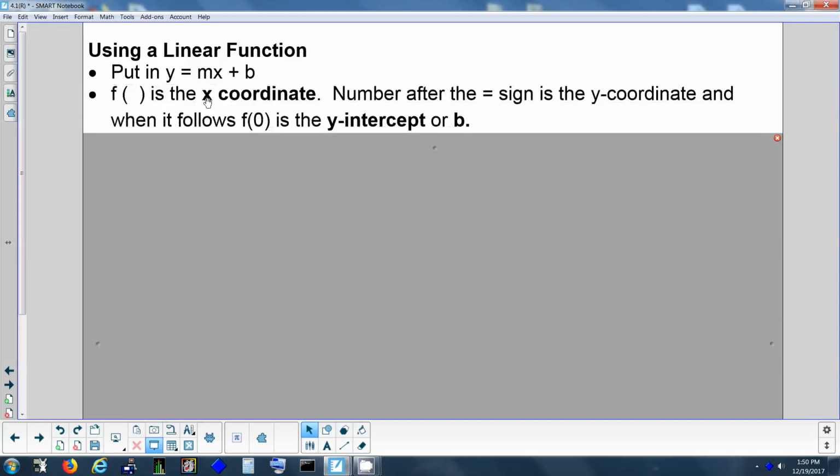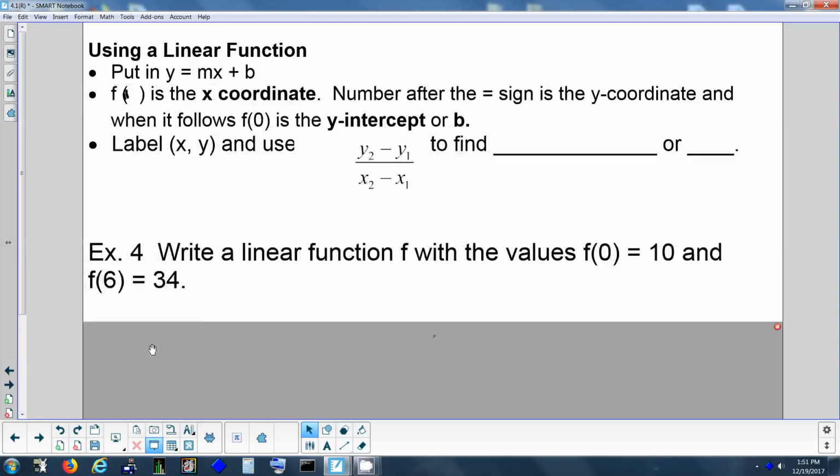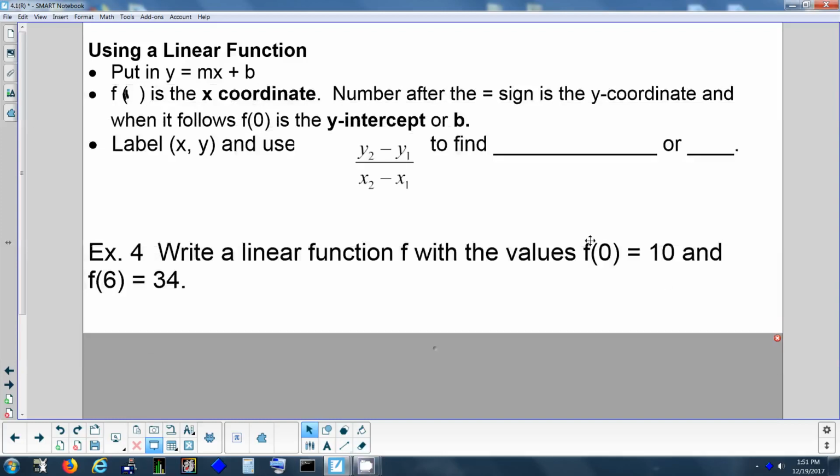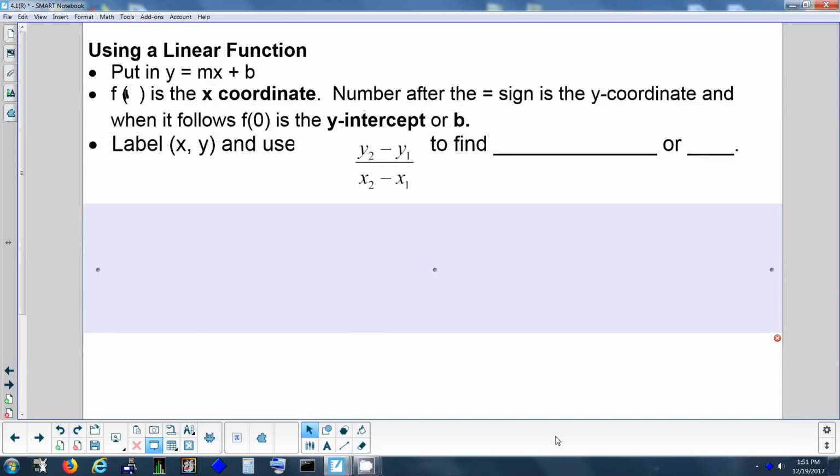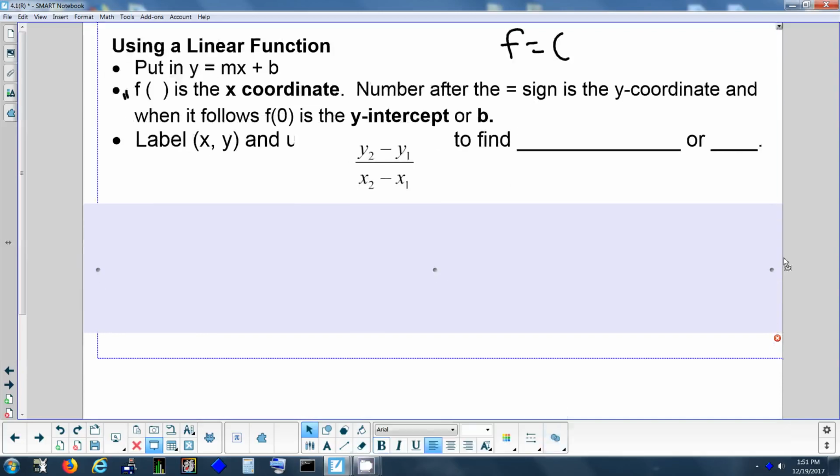So f of whatever this is right here, whatever number is written inside those parentheses, that's going to be your x coordinate. So what would be in those parentheses? Could be anything. Could be -2, could be 5, could be 17, could be 365,555. Whatever you want. All right. The number after the equal sign, whatever is in that spot, that's going to be your y.